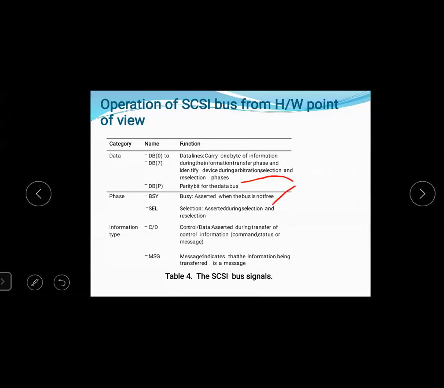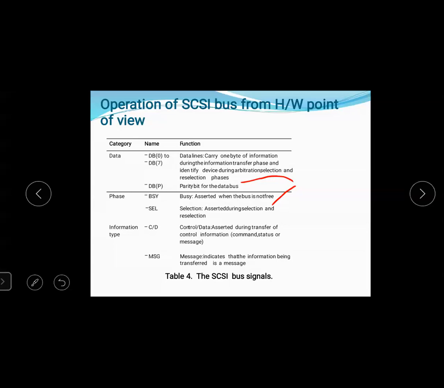When is busy used? When the bus is not free, the busy signal is activated. One of the devices is using the SCSI bus, and at the same time another device wants to use the SCSI bus, then the interface will send the busy signal. The select signal is used during selection and reselection. To select or reselect a device, you have to use the select signal.